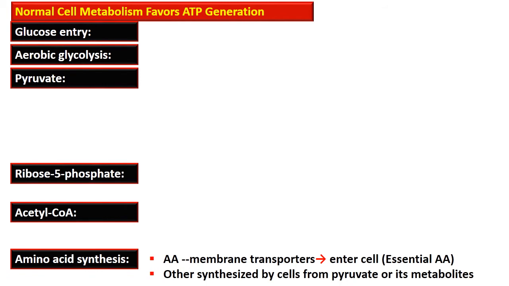The amino acids are also synthesized, as the amino acid membrane transporters are responsible for the entry of the essential amino acid which cannot be synthesized by the body or cell. They enter through the membrane transporters, and other non-essential amino acids are synthesized by the cell from pyruvates or its metabolites.